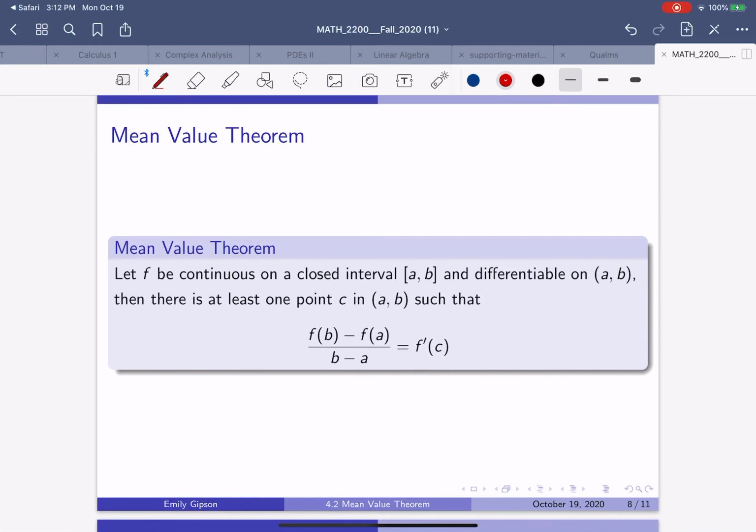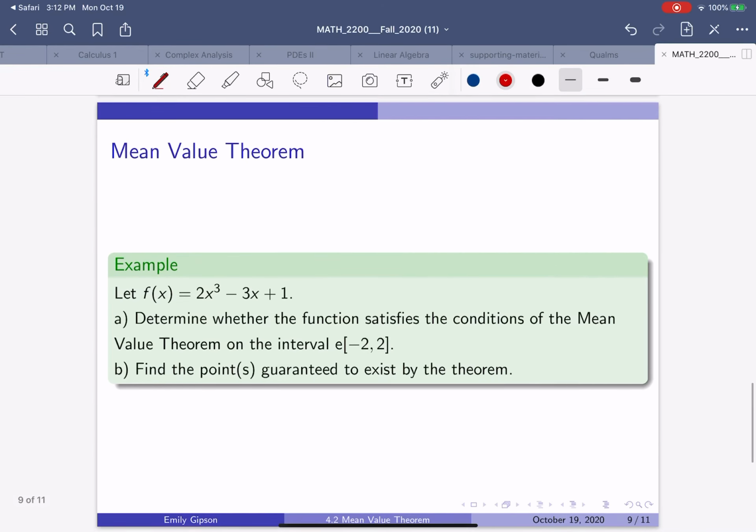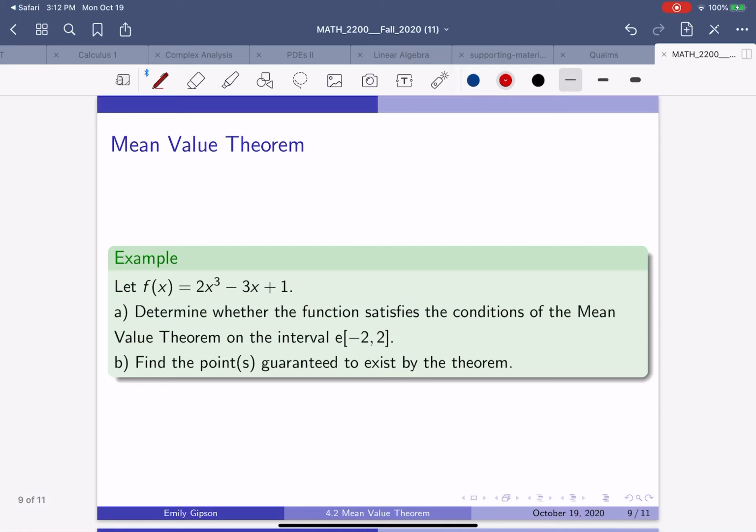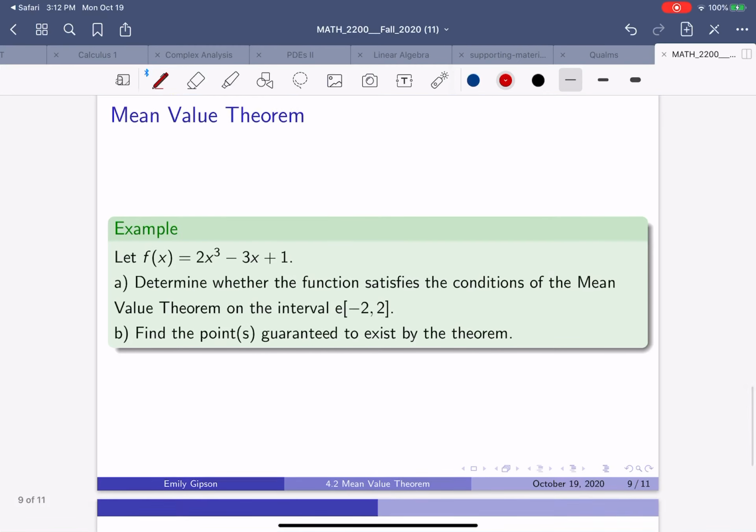So let's go ahead and jump right into an example to try and process what this is asking us to do. So let f of x equal 2x cubed minus 3x plus 1. Determine whether the function satisfies the conditions of the mean value theorem on the interval -2 to 2, and then find the points guaranteed to exist by the theorem. So let's jump in to part A.